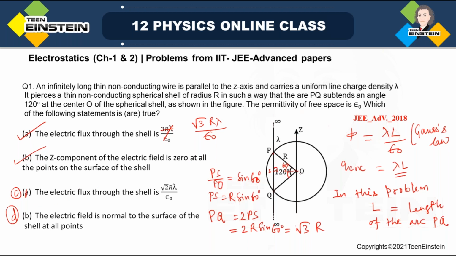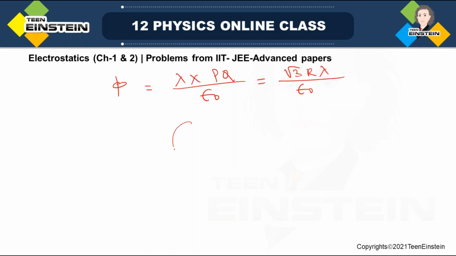Now options C and D we have to see. Electric flux through the cell, we have already found out, so this is obviously wrong. Now option D: the electric field is normal to the surface of the cell at all points. We have to see, when we have a simple conducting cell, then electric field lines will always be normal to the surface of the cell if it is conducting.